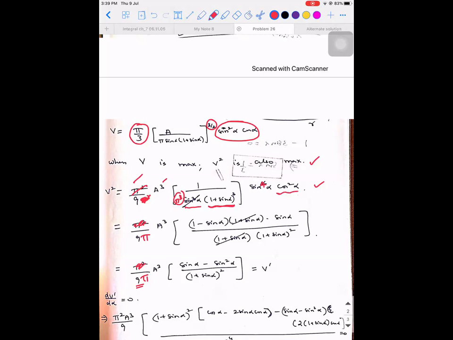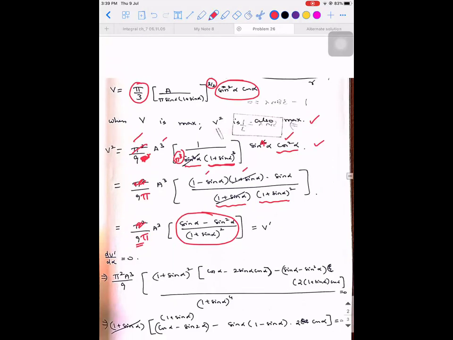This 1 plus sine alpha the whole cube, I wrote as 1 plus sine alpha into 1 plus sine alpha the whole square. Similarly, cos square alpha, I wrote as 1 minus sine square alpha. So 1 minus sine square alpha, split it as 1 minus sine alpha into 1 plus sine alpha. So one of the 1 plus sine alpha got cancelled. So what am I left with? I'm left with 1 minus sine alpha into sine alpha divided by 1 plus sine alpha the whole square. This is the value of V dash.